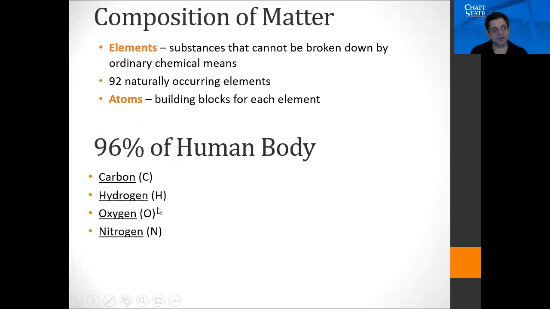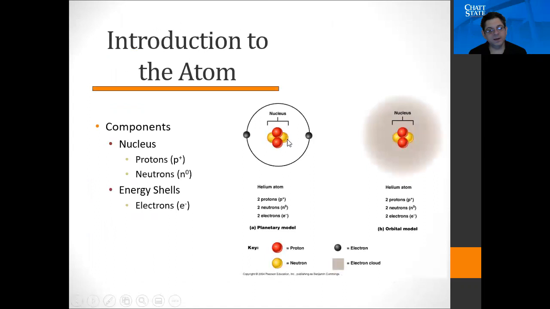Know these big players here, these 4, making up 96% of the body: carbon, hydrogen, oxygen, nitrogen. And then the anatomy of the atom real quick. Only the protons and neutrons are in the nucleus. Electrons are always in these other shells. So how do we account for the mass of the whole atom? Because the electrons are not really considered in the mass. We just weigh what's in the nucleus.